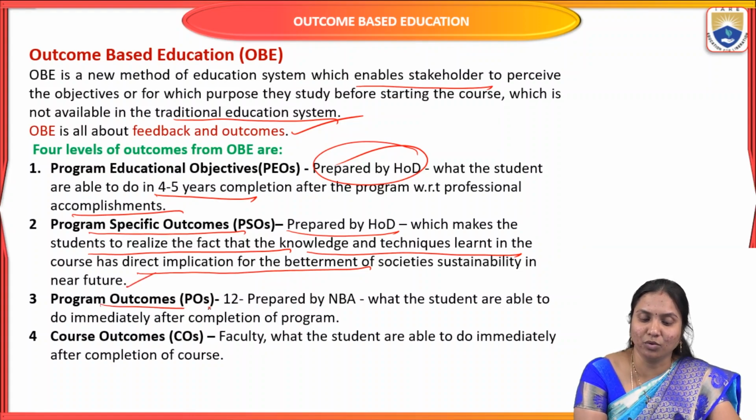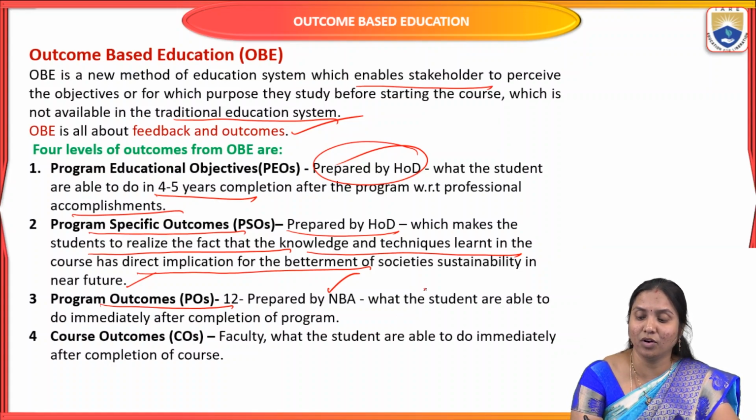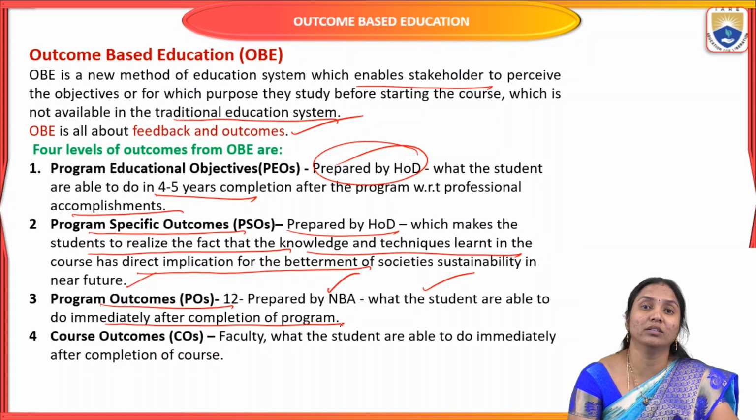Next one is program outcomes. Generally there are 12 program outcomes, which are prepared by NBA. Program educational objectives and program specific outcomes are prepared by the HOD, but program outcomes are prepared by NBA, the National Board of Accreditation. Program outcomes describe what the students are able to do immediately after completion of the program.